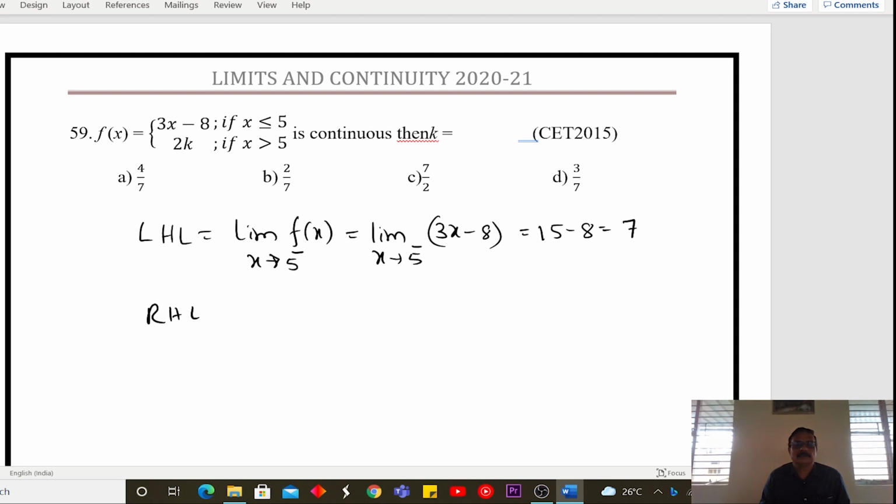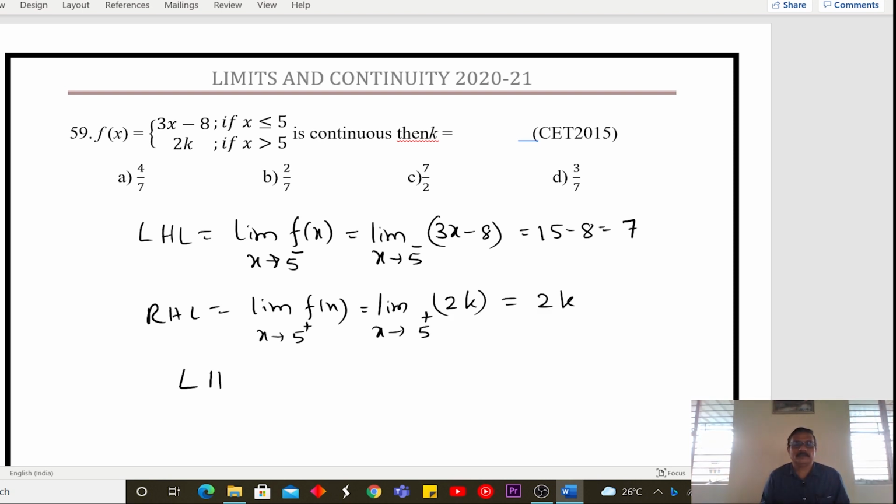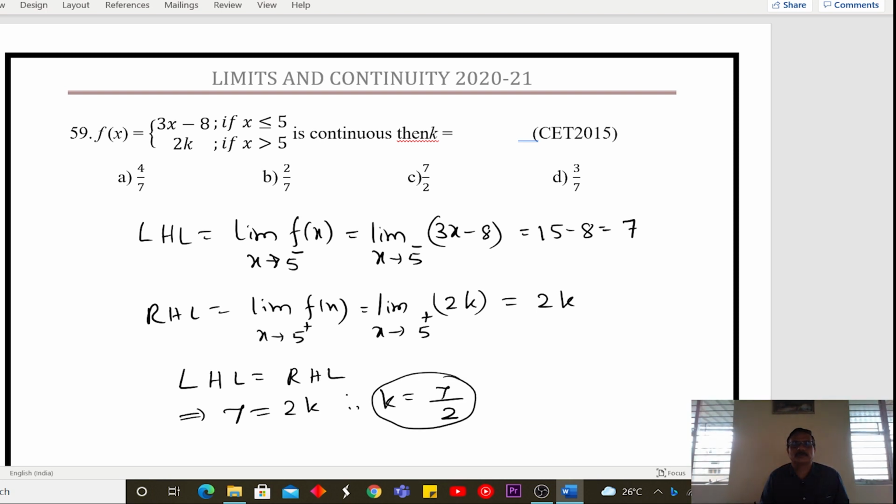Then to find RHL, the limit of f of x as x tends to 5 plus. So that is limit x tends to 5 plus, select the function f of x such that x is more than 5, its value is 2k. That is equal to 2k itself, right? Since the function is continuous at x equal to 5, by the definition of continuity, LHL is equal to RHL. LHL is 7, RHL is 2k. Therefore, k is equal to 7 divided by 2. So which one is the right option? Option C is the right answer.